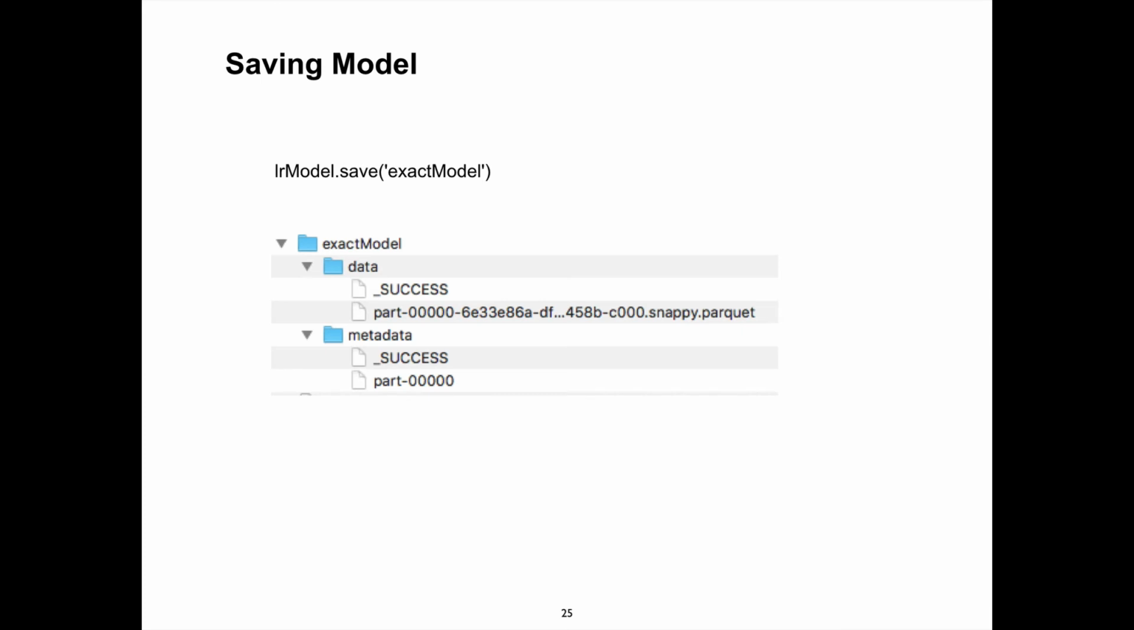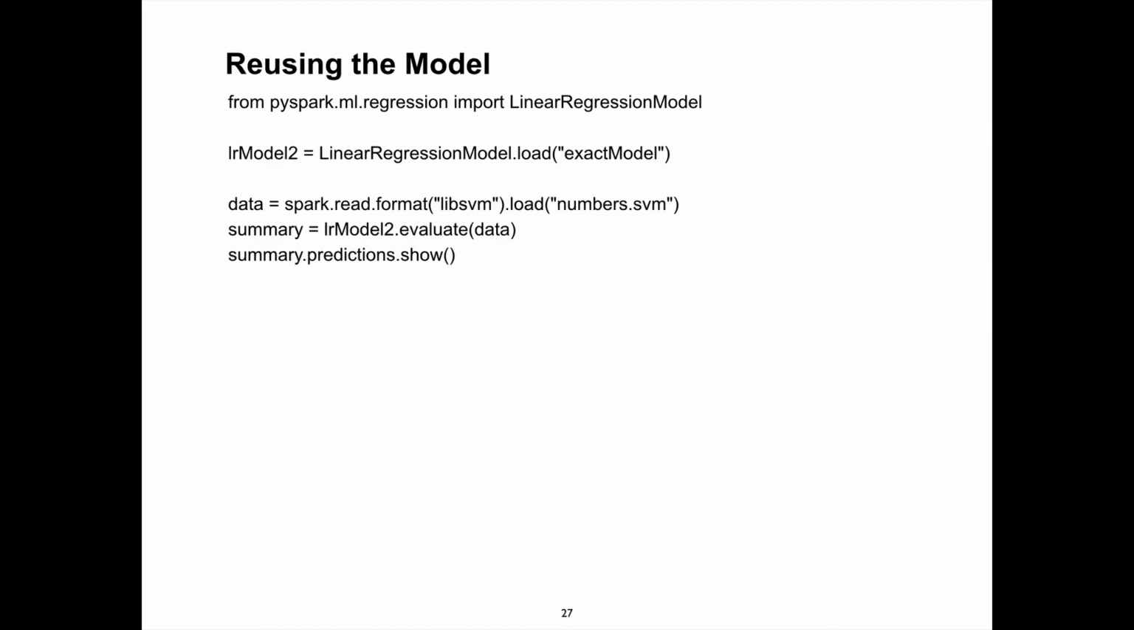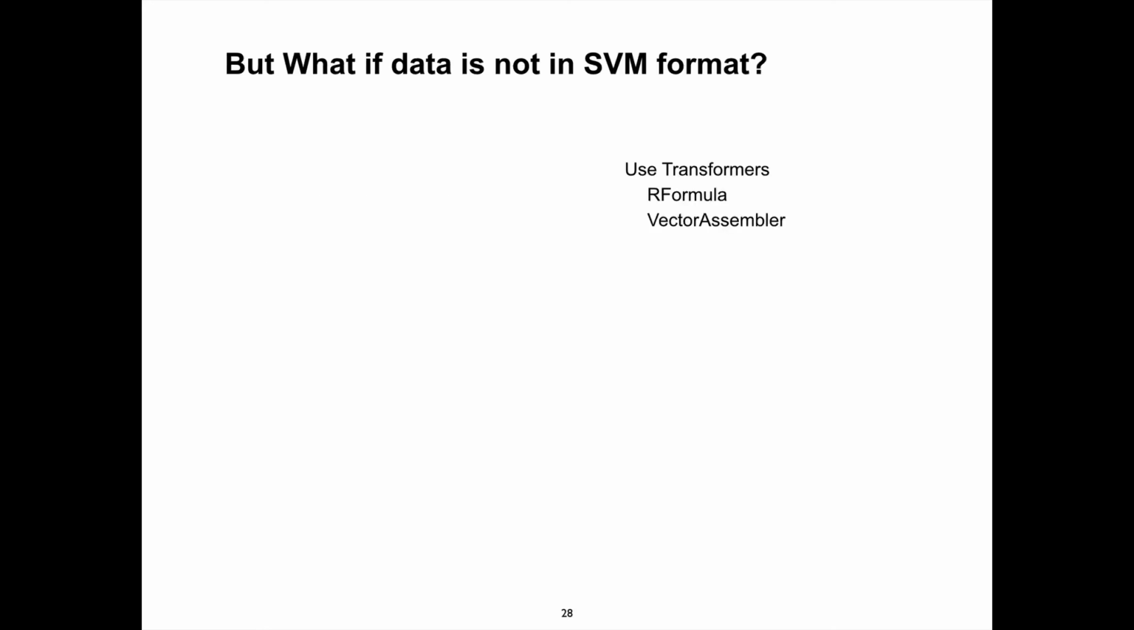Like I said, we could call save on the linear model and it'll write to a file, and we can later read it back in. I'll do the entire program, and now I can just read that model back in and use it. And the nice thing is you can save it on one machine and then load it on a different machine. But the problem is what happens when the data is not in that format.